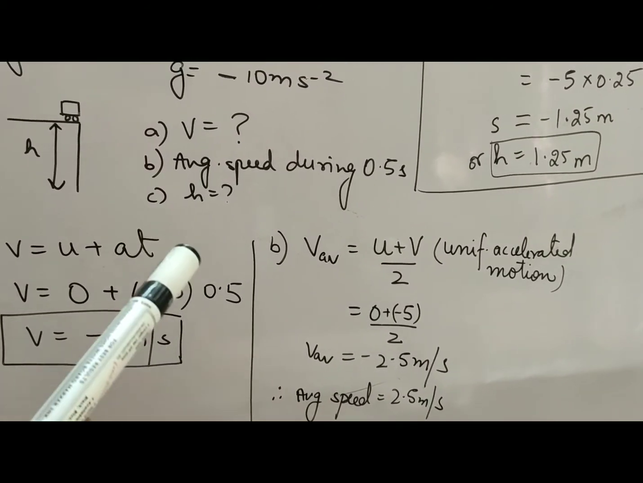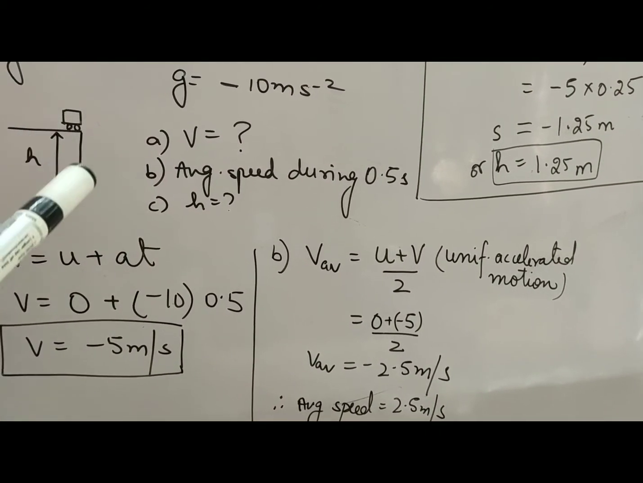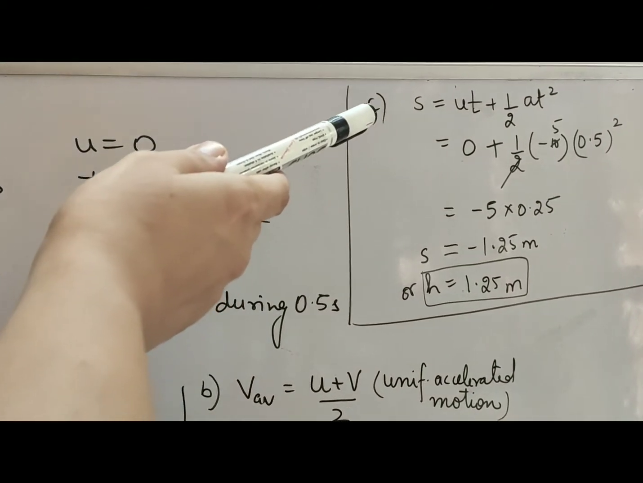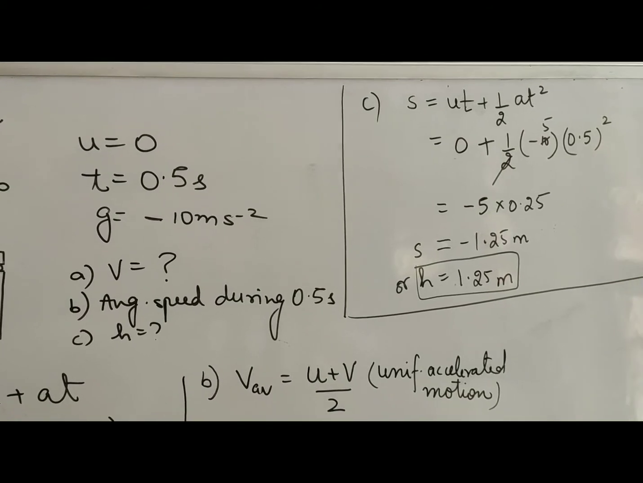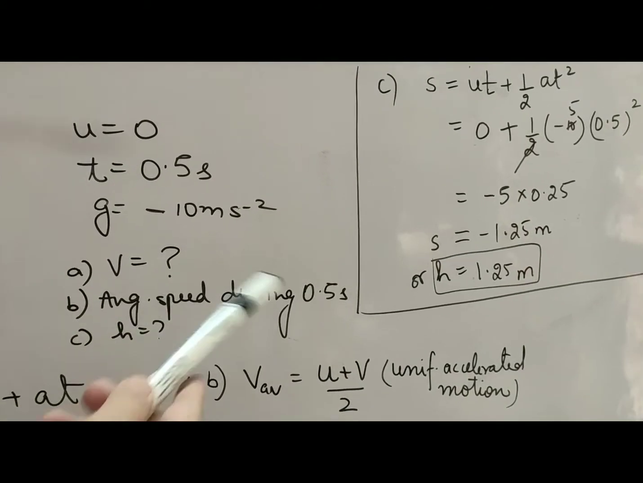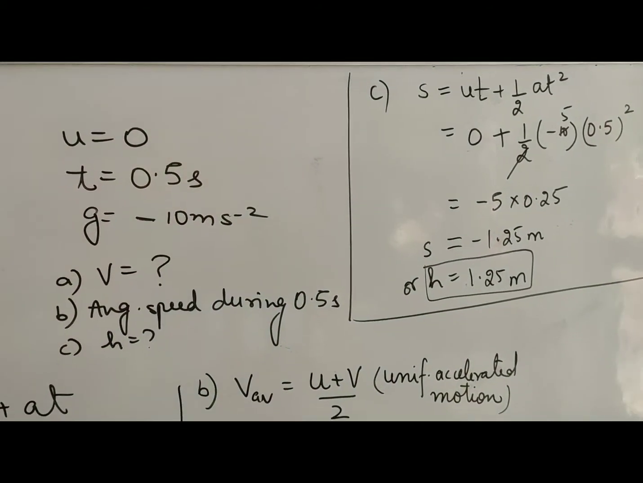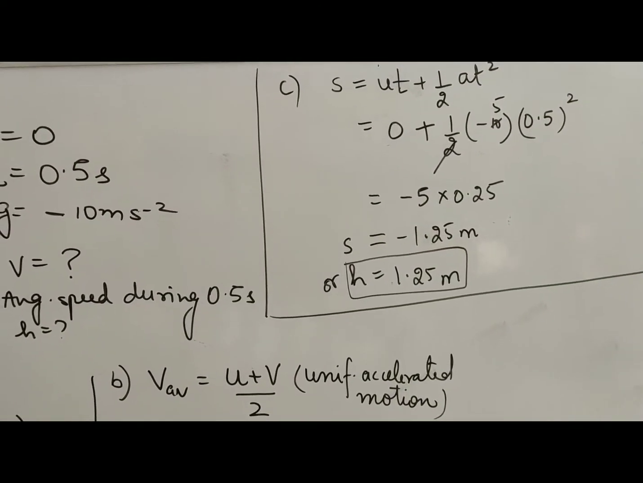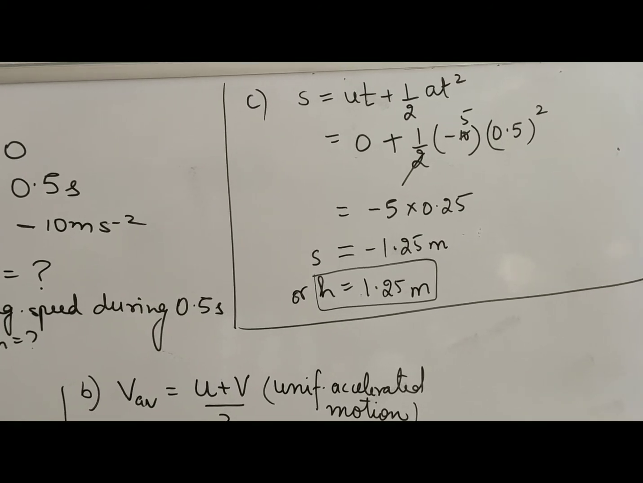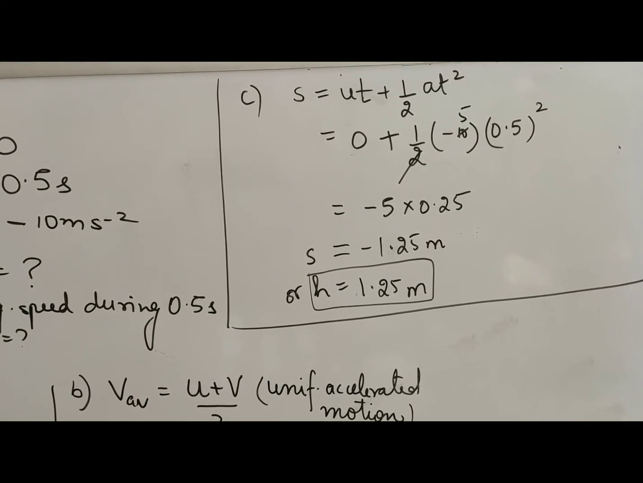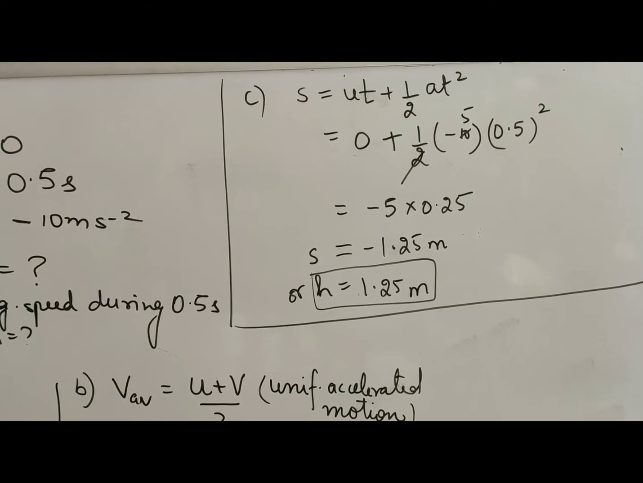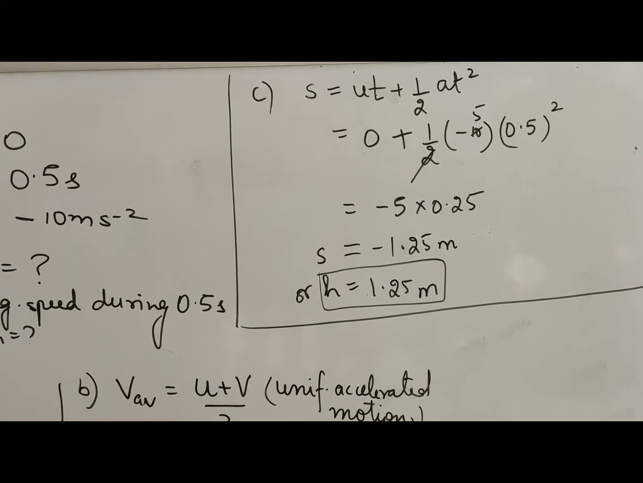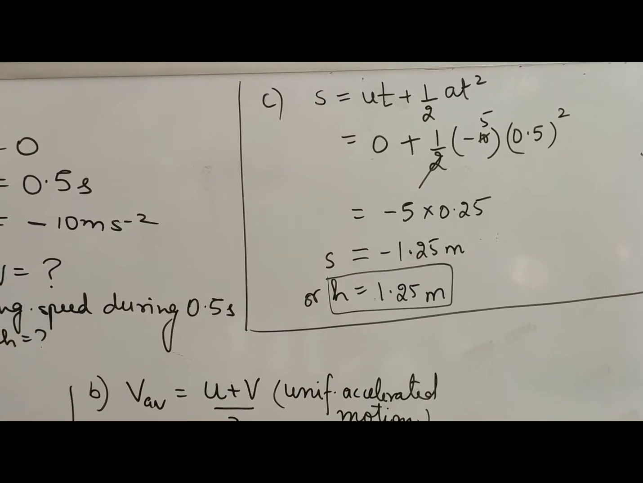Now the third part, you have to calculate the height of this ledge from where it has fallen. So we can use either the second or the third equation of motion. I have taken the second equation of motion. s is ut plus half at square. u 0 है तो first term is 0. Then half a is minus 10 and t square is 0.5 square. So solving and putting the values we get displacement is 1.25 या फिर height is 1.25 meters. Displacement can be negative. Height I have simply written as the positive of the same value.